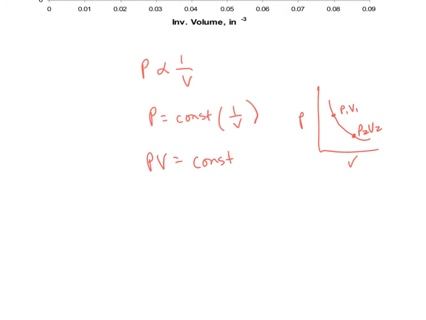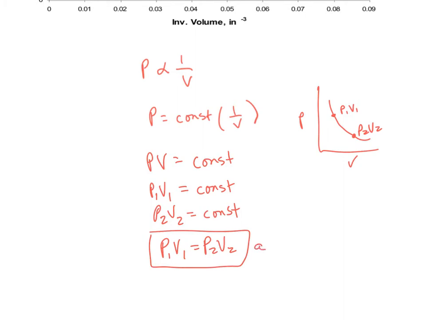But the product of P and V for any given data point is going to be equal to this particular constant, this particular numerical value. So you can say P1 V1 is equal to a constant, P2 V2 is equal to the same constant associated with the isotherm. And then P1 V1 is equal to P2 V2 at constant temperature. And that is Boyle's Law.